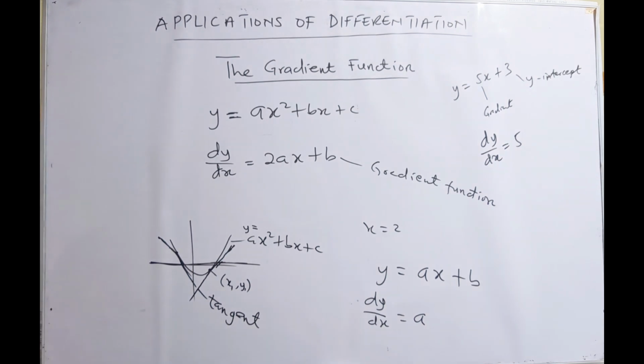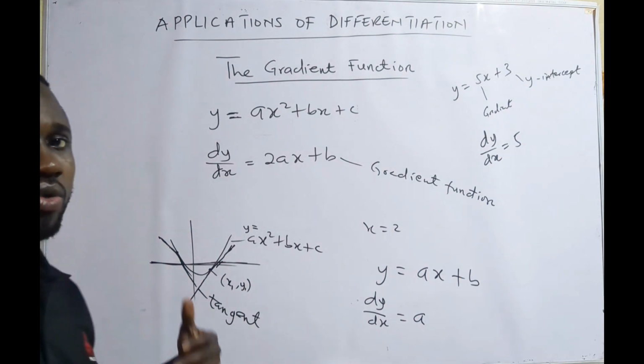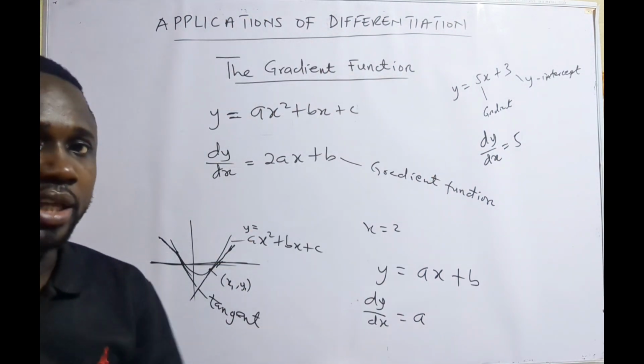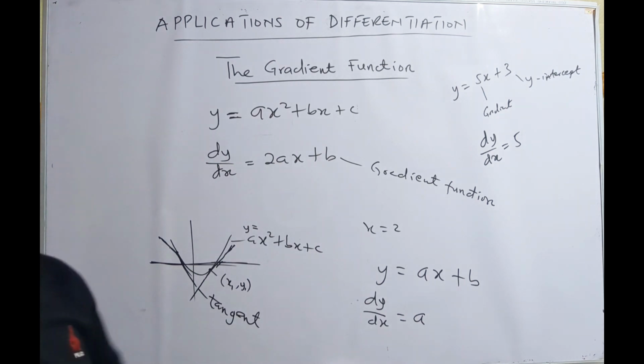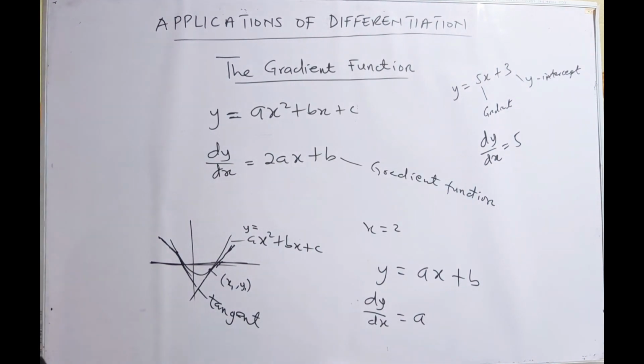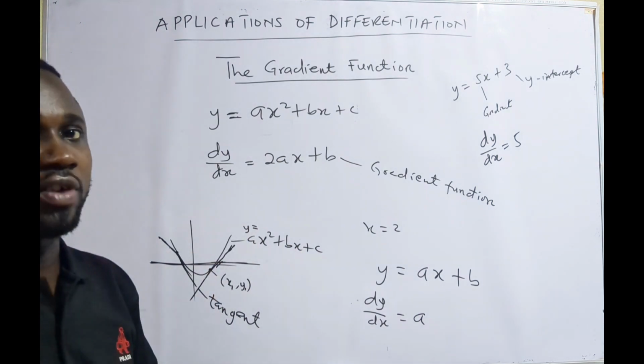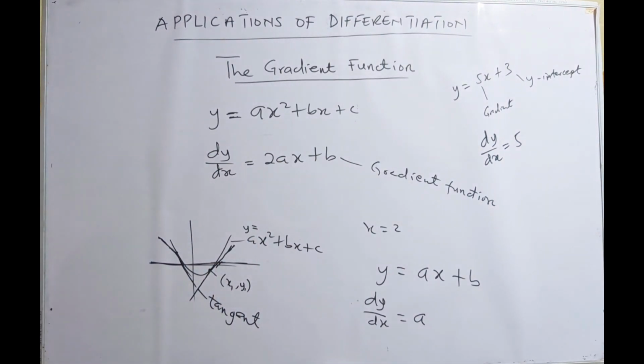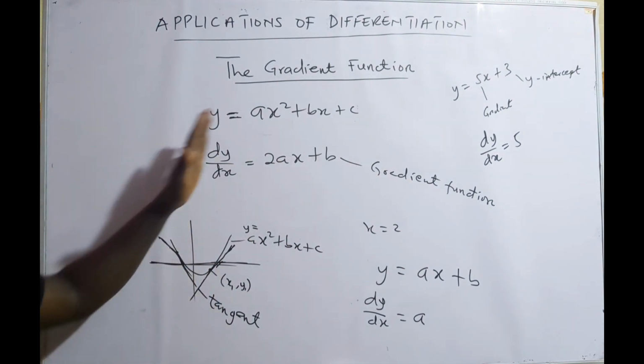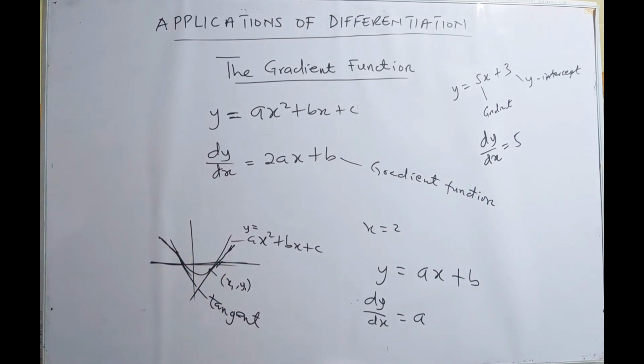All right. Okay, so you differentiate, equate it to the gradient, and then you find the value of x. Then to get the value of y, you take x and you substitute into the main function, and then you get the value of y. Okay, so all that we are saying is that when you differentiate a function, it will give you the gradient function. So now let's solve some questions right away.